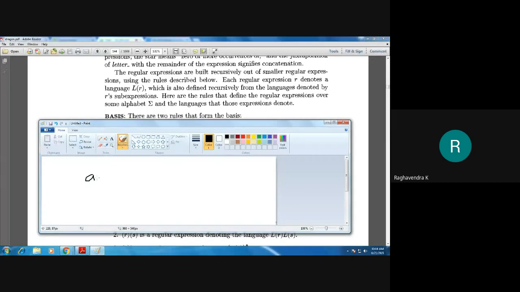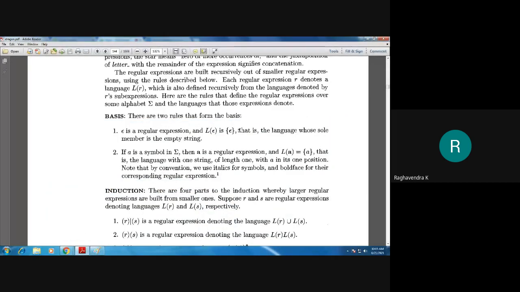If we have A, what is the language, what is the string that is defined by A? It is, first of all, A. So the language of A is nothing but A only, which is a string of length 1, or basically it is identified using A, right? So this is what the second rule actually says. So the epsilon rule and the single alphabet rule you can consider.